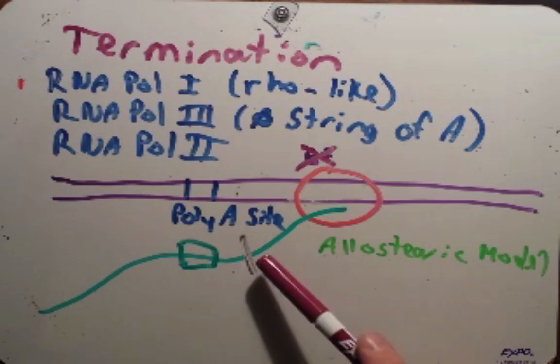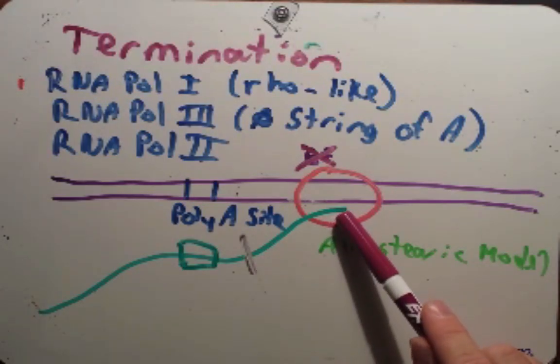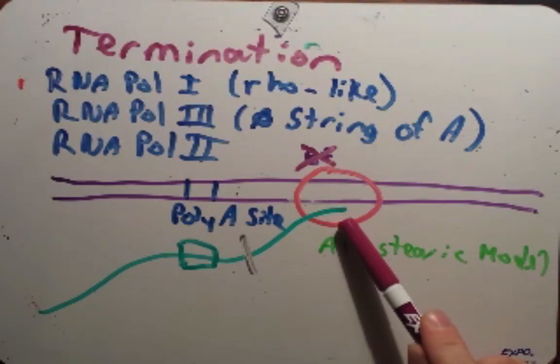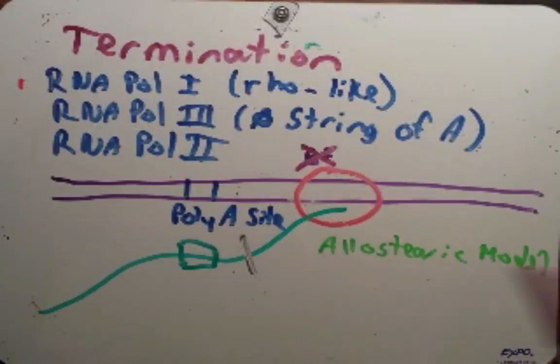The rest of this RNA that's moving along is released and is then degraded, and the RNA polymerase also falls off. And now the rest of the molecule here is free to go on and then be processed, which we'll talk about on the next podcast. So we call that the allosteric model.